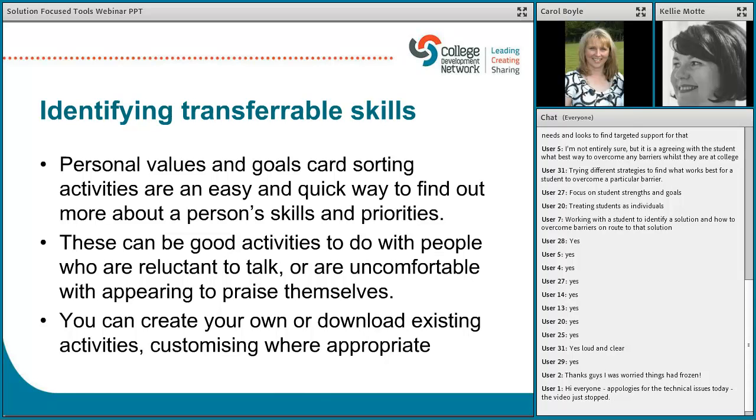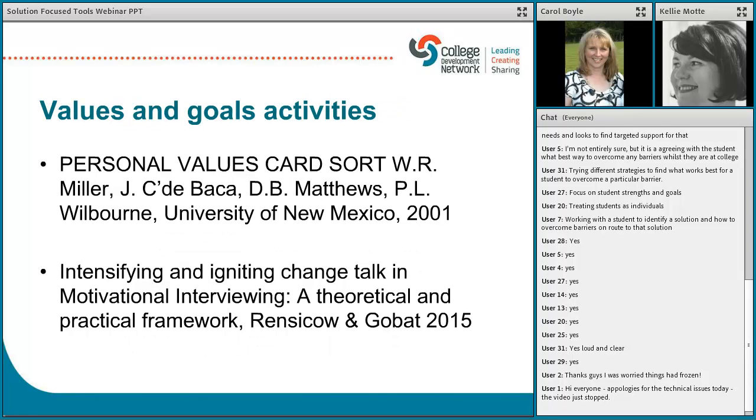When I first came across it, I kind of thought, oh God, this looks like a bit boring and a bit dull. I did it and I was quite surprised at the kind of things that came out. You can create your own, which are tailored more to the needs of your students, or you can download existing ones and just maybe customise them. So I'll talk a bit more about how to do that. These are the ones that you can download from this session.